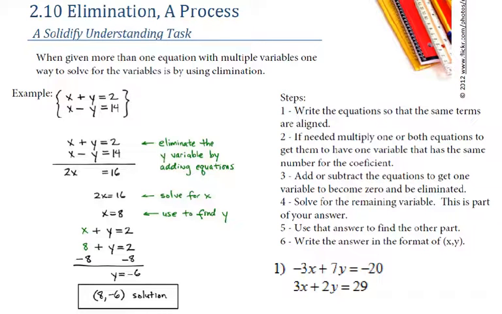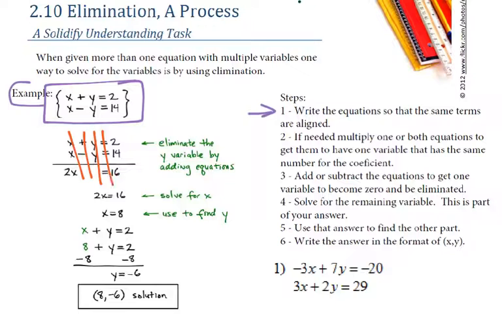Alright, let's take a look at elimination, the process. We'll talk about it. So we've got 6 steps here, and we've got an example. Once again, we're dealing with systems of equations. So 2 equations, right? The first step here is to write the equations so that the same terms are aligned. In other words, like this: the x's, plus or minuses, the y's, the equal sign, the other number, all written in that top-bottom order.